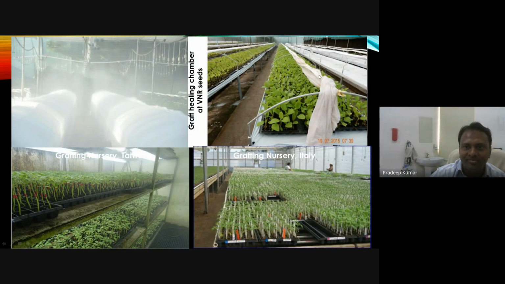nurseries, like VNR. Particularly for brinjal, they are using simply a non-woven fabric cloth with a fogger on top, and they are creating a microclimate, cool, using the cooling pad, and humidity created by the use of foggers. But now they are not selling grafted seedlings. They have switched over to supplying the seeds of rootstocks and scions. But earlier they used to do that.